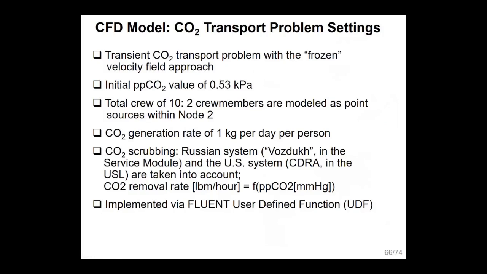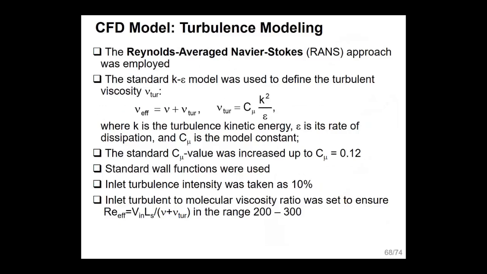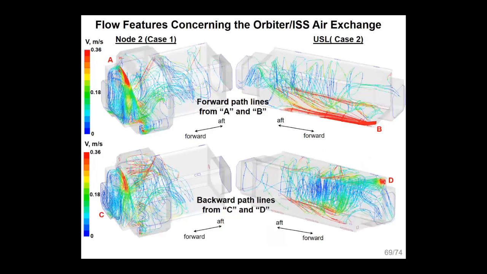Sure, we were not able to perform this unsteady simulation of development of the carbon dioxide level with the unsteady velocity. So we performed the computations to obtain the velocity field, and then we froze this velocity field and performed carbon dioxide transport problem simulation. And sure, there are crews that produce carbon dioxide with the given generation rate. And also there are systems in the service module, as I mentioned, Russian segment, and in the US laboratory that scrub carbon dioxide, that remove carbon dioxide from the air. Again, ANSYS Fluent, RANS approach, and here are the results.